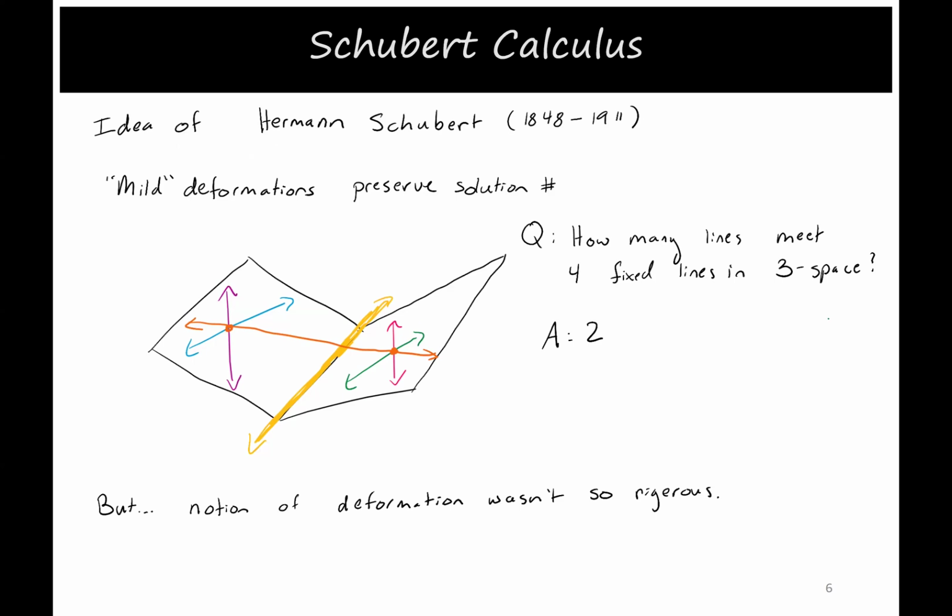If you have four lines in three space, you can kind of deform this picture back to your original four lines and somehow drag the solutions back and preserve this solution count. But this notion of deforming the situation wasn't so rigorous, and different Schubert calculators would sometimes get different answers to the same enumeration question, which wasn't so good.